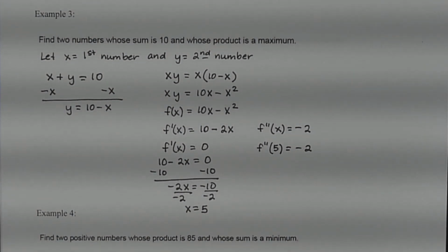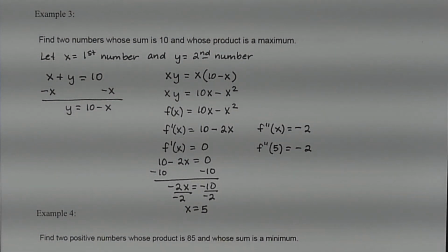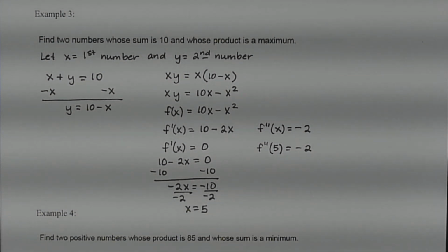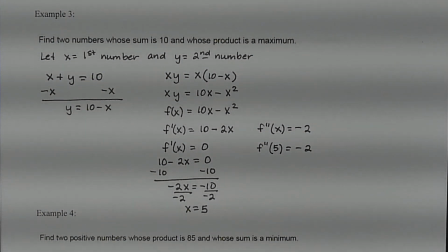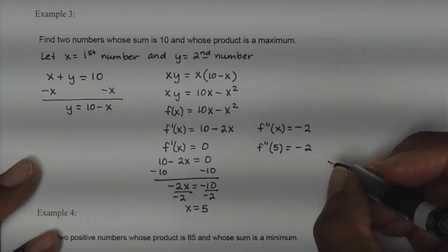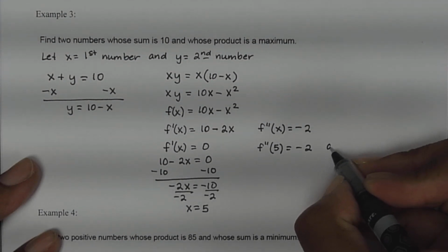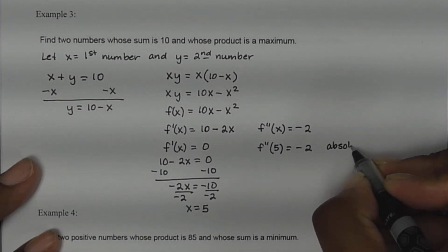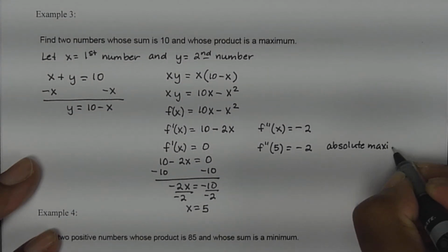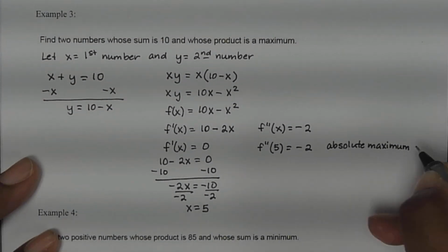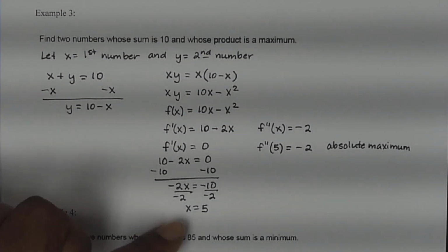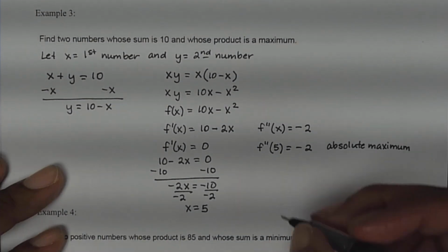If it's negative for the second derivative, that means I have what they call an absolute maximum or local maximum. But since I only have one critical number, that critical number will represent the fact that I have an absolute maximum. So here I have an absolute maximum at x is equal to 5.